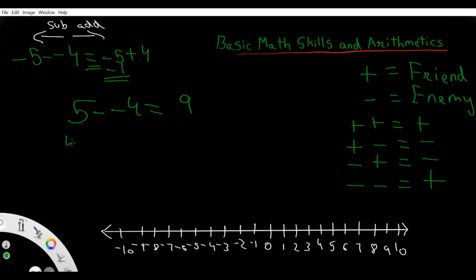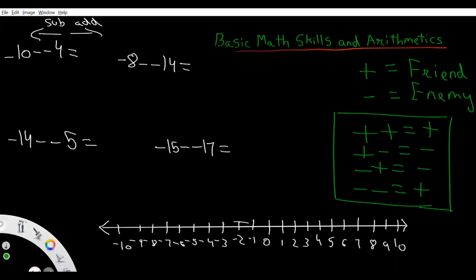If you have a problem like 4 take away positive 3, our enemy's friend is our enemy, so this turns into a negative. 4 take away 3 is 1. If you have a problem like 6 plus negative 4, our friend's enemy is our enemy. So this turns into 6 take away 4, which is 2.